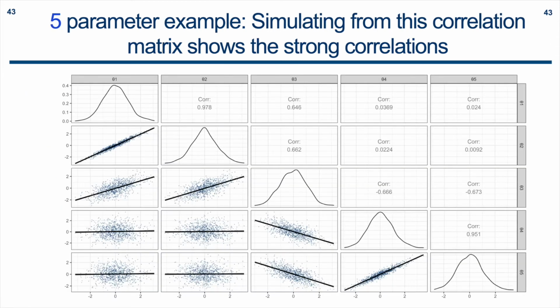Just to view that graphically, for this 5-parameter example, if we simulate from that correlation matrix, we can see this very strong correlation between 1 and 2 and a strong correlation between 4 and 5. And we see that theta 3 has this positive correlation here and a negative correlation here. So this is starting to look like a more complicated model to work with.